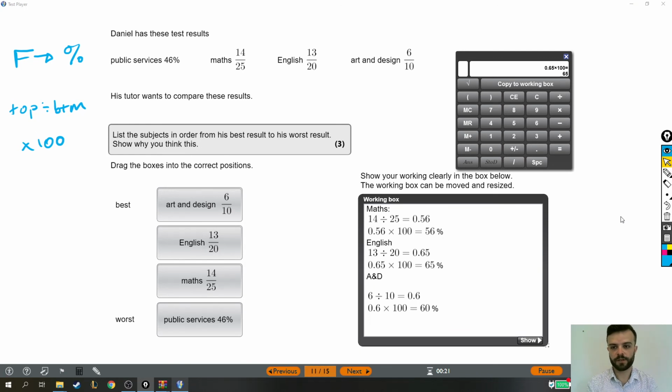Okay, cool. So key thing to take away, top divided by bottom, times by 100, and that turns a fraction into a percentage. Cool, nice, thank you very much.